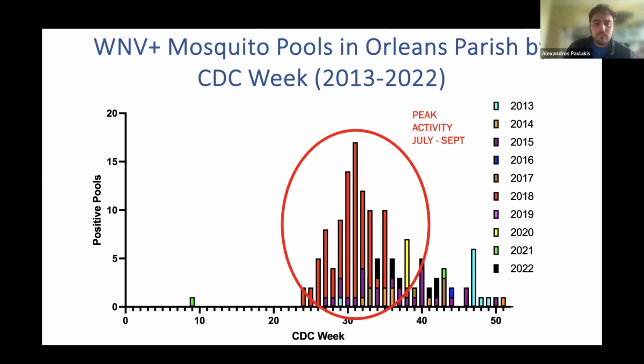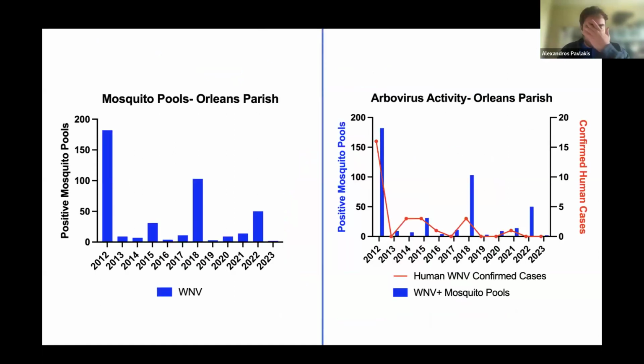And when we look at our historic data, again, you can also see that with these arboviruses, there's no kind of continuous trend in every year. We have outbreak years like 2012, 2018, and 2022 for West Nile virus positive pools. But then we have years like last year with 2 positive mosquito pools. And then when we look at the graph on the right with the same data, we can see that the human confirmed West Nile virus cases don't always match up with the number of positive pools detected. So we can't just use one as an indicator for another.